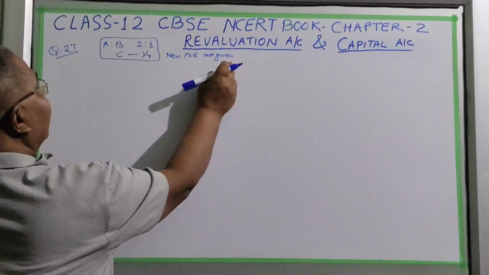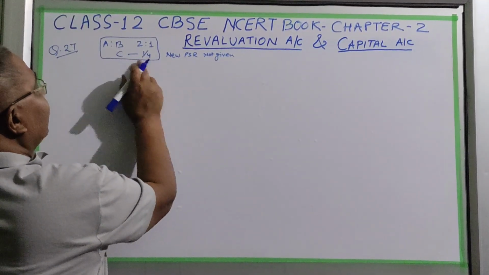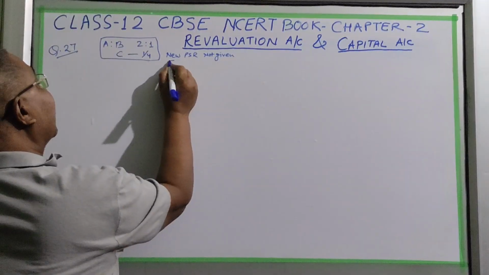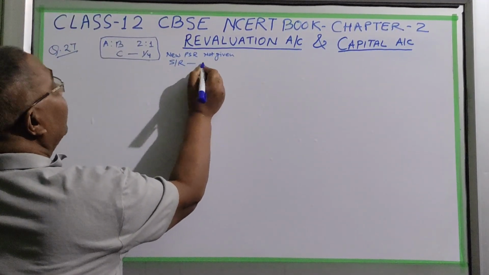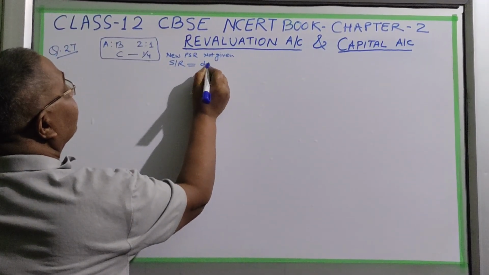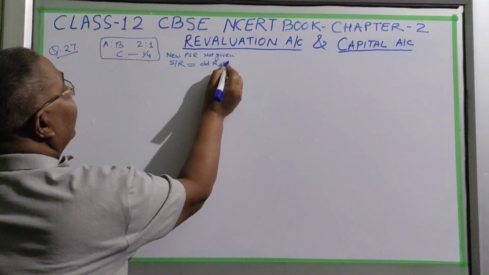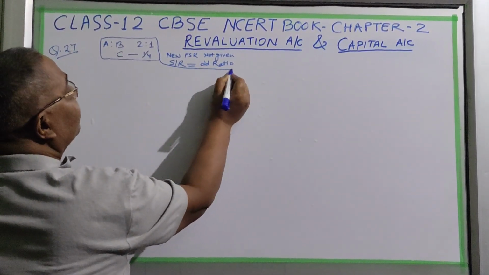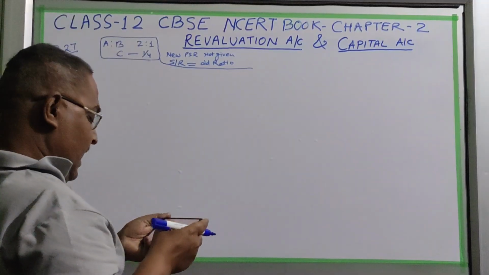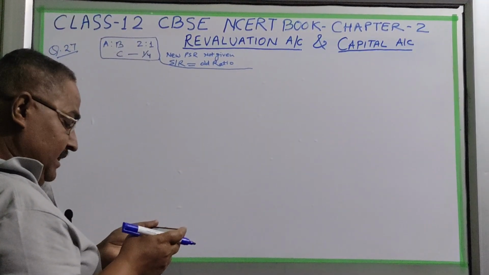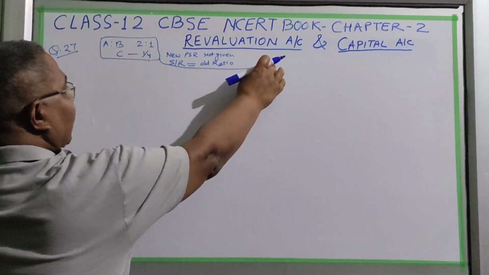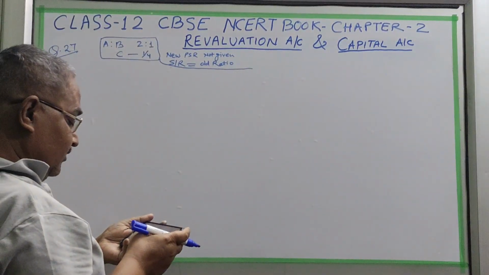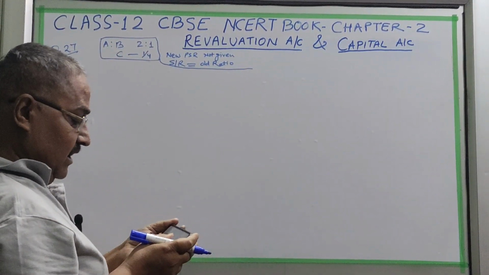So when the new PSR is not given and it is also not mentioned from whom C is getting the share, then the sacrifice ratio will be equal to the old ratio. This is useful for our goodwill purposes. So here in this question you have to prepare a revaluation account and capital account. First we will prepare the revaluation account.